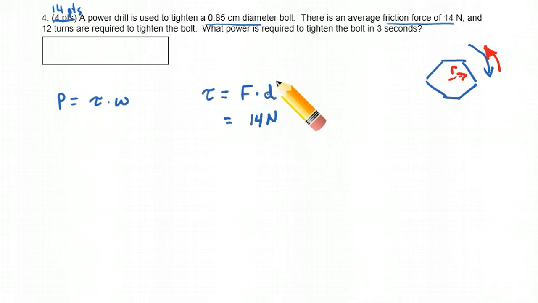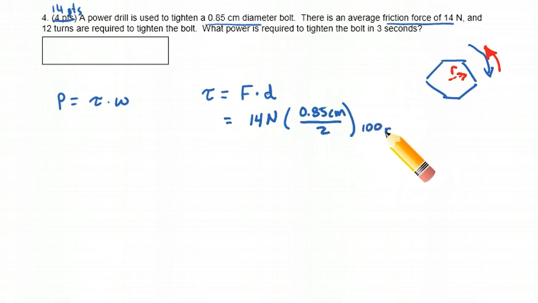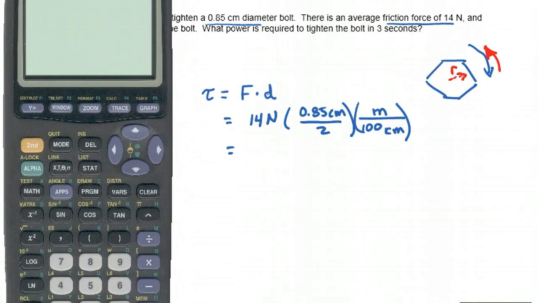So we're going to use the average friction force of 14 newtons. This is distance right here, not diameter. So we'll take our diameter of 0.85 centimeters, divide by 2 to get a radius, and we'll also convert to meters. We always want to work in newton meters when we're working with torque, especially when we're going to get to power.